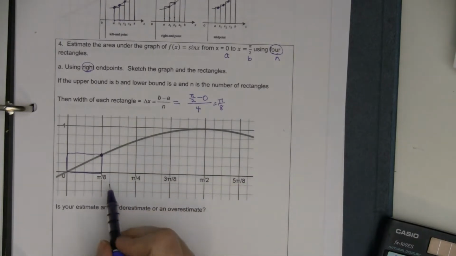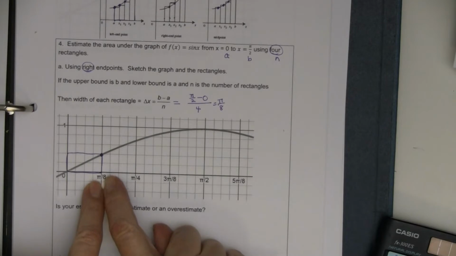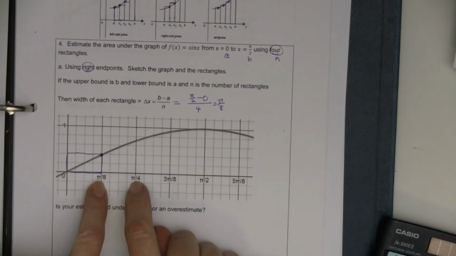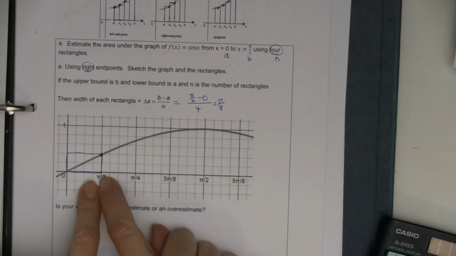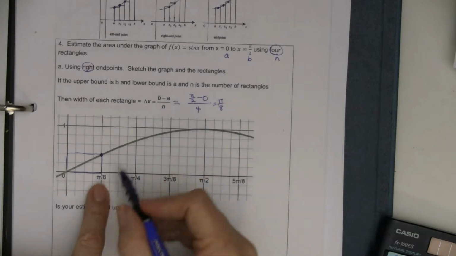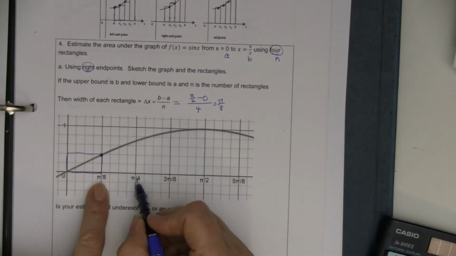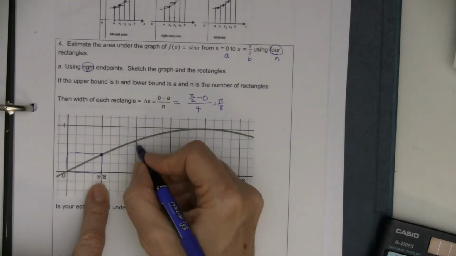And then I have another rectangle, and that rectangle goes from pi over 8, and you would add pi over 8. Pi over 8 plus pi over 8 is pi over 4. And that's how wide that rectangle is going to be. They're all going to be the same width. And we're going to use, not pi over 8, because they said to use the right. So we're going to use the right endpoint as the height.